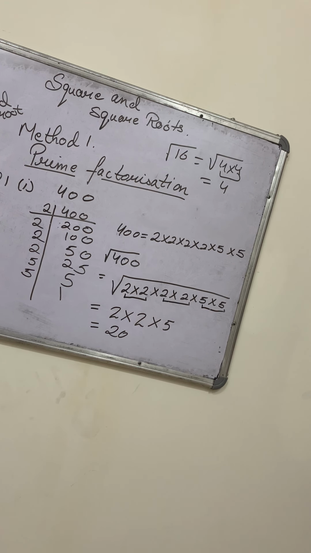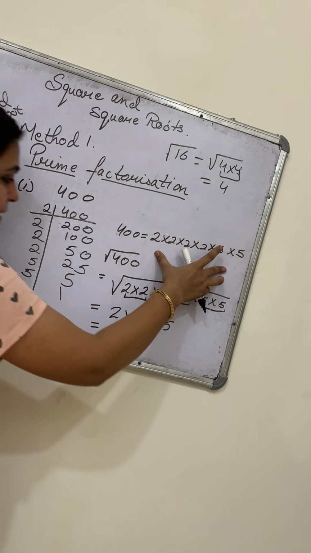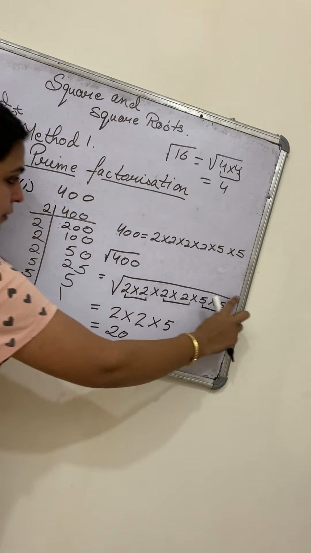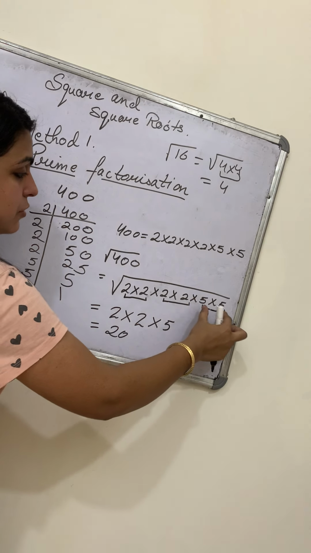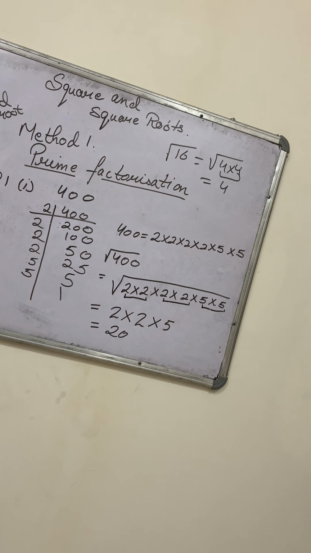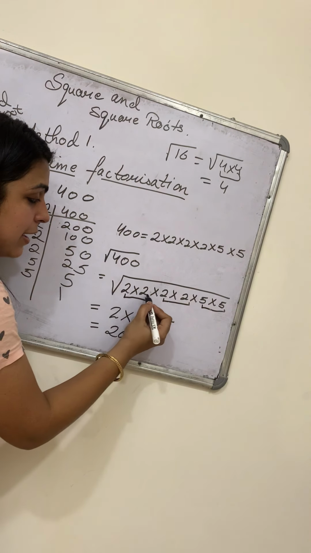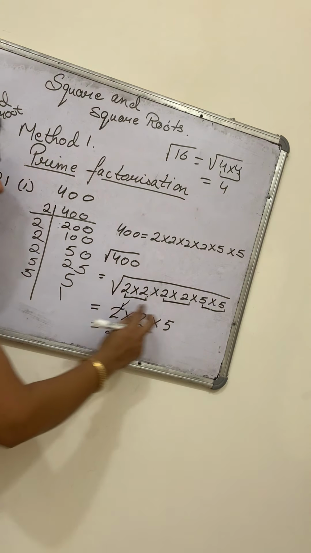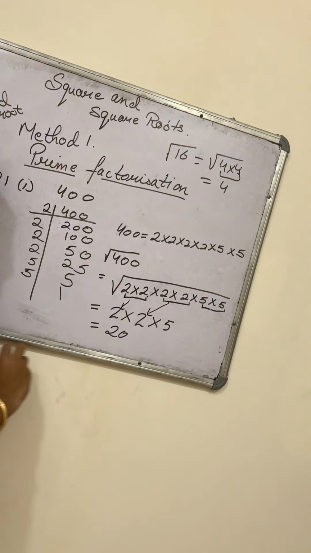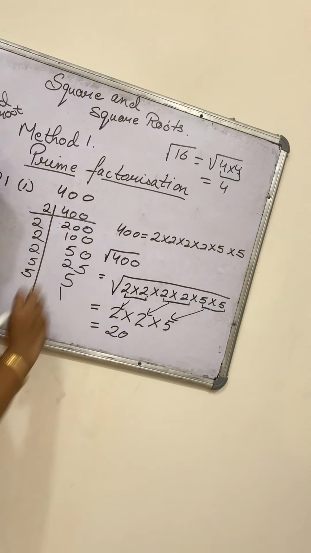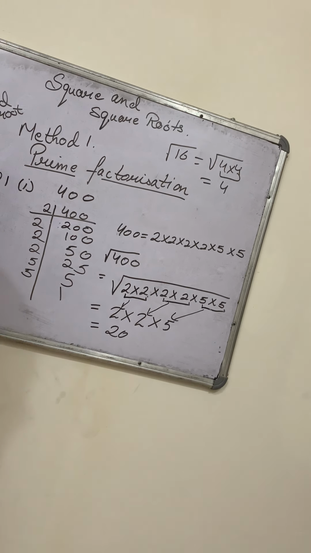This is what the prime factorization method is. What we did, we found the factors of 400. These are the factors. We put the sign of square roots. 2 into 2, 2 into 2, 2 into 5 into 5. We did the pairing. This 2 1 pair, this 2 1 pair, this 2 1 pair. इन दोनों 2 में से 1 2 is here. इन दोनों 2 में से 1 is there. इन दोनों में से 1 is there. 2 2s are 4, 4 5s are 20. So 20 is the square root.